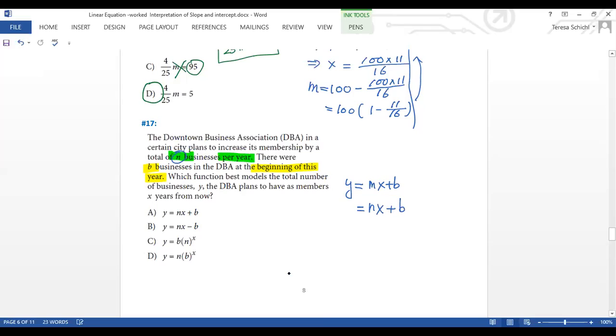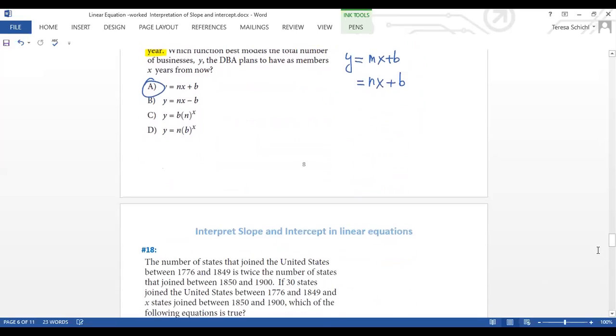It's b here, right? Okay, so that's why I say after you find those 2 keywords, then the problem becomes pretty easy. So what is the answer? Answer is A here. All right, okay, next one.